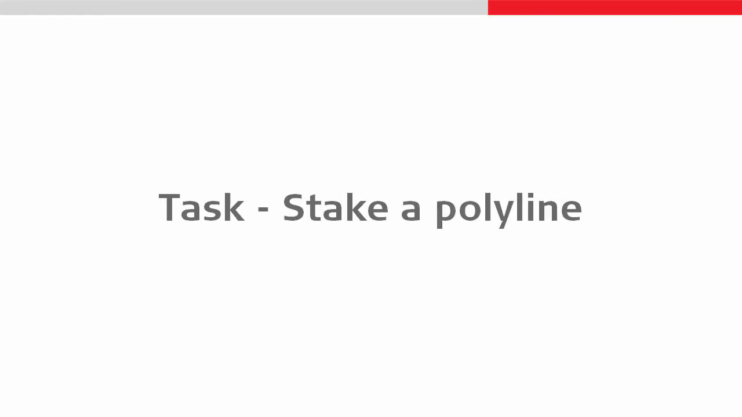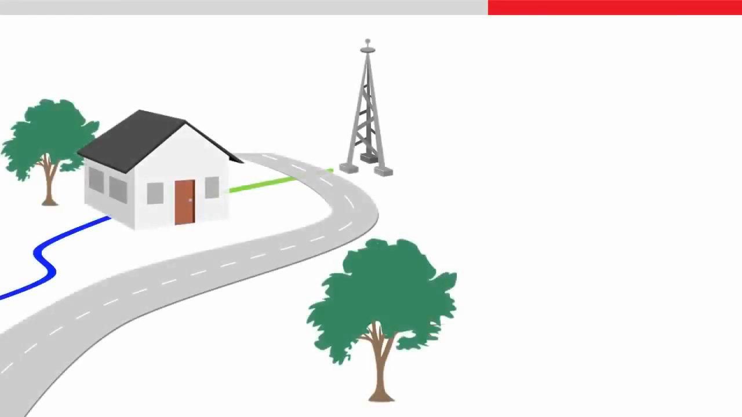Stake a polyline. We have seen an overview of staking a simple line, so let's move on to staking a more complex line and introduce some new features. This time we will stake out the building footprint corners, offsetting the footprint 2 meters away from the building, so that the foundations of the new house can be dug.